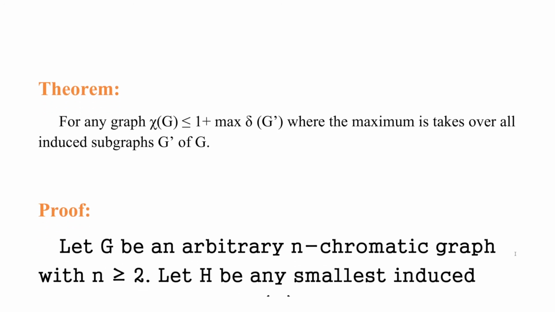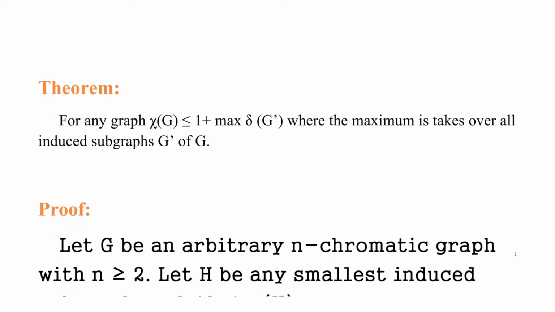Let us see another theorem. For any graph, chi of G is less than or equal to 1 plus the maximum of delta of G dash, where the maximum is taken over all induced subgraphs G dash of G. Let us see the proof.